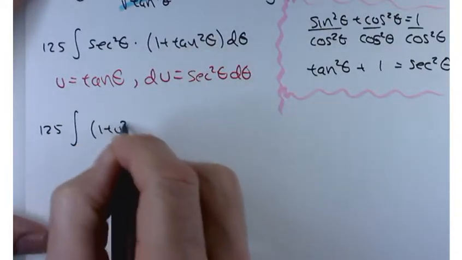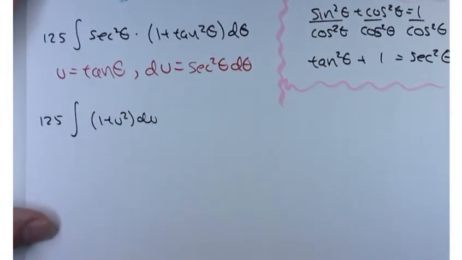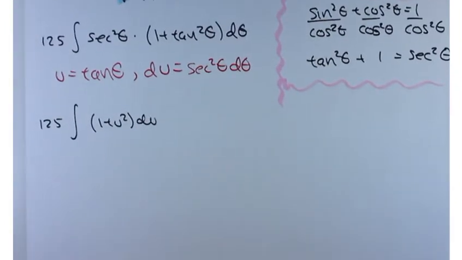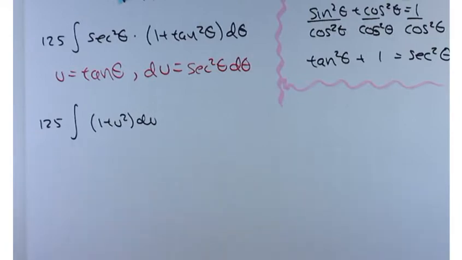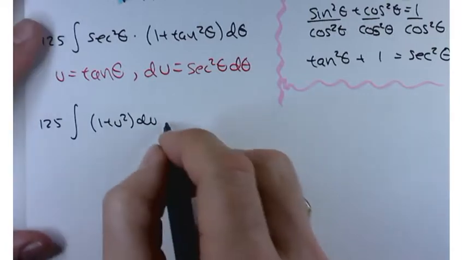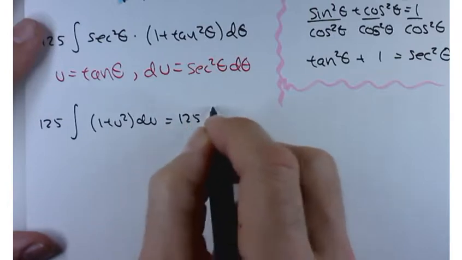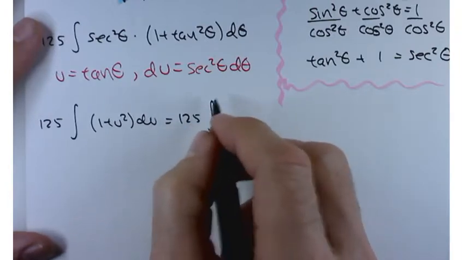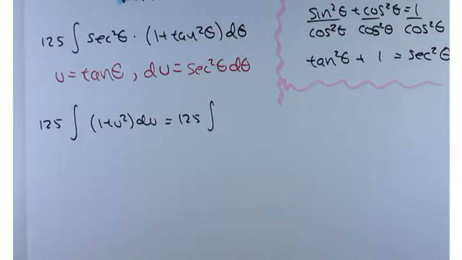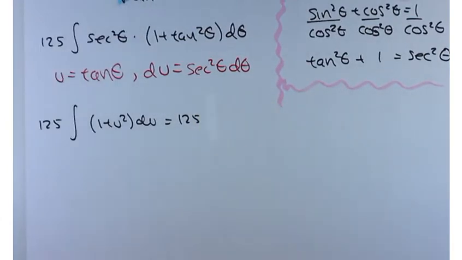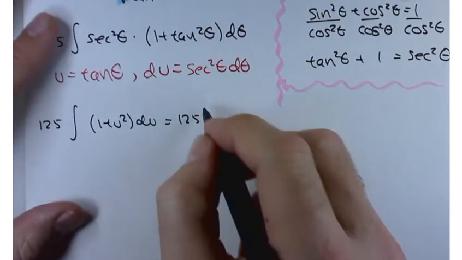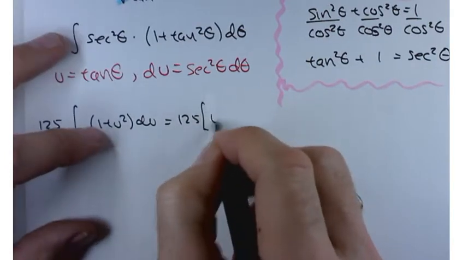Yay! See? Here's the easy part, right? Integrating that. 125 times u plus u cubed over 3 plus a constant.